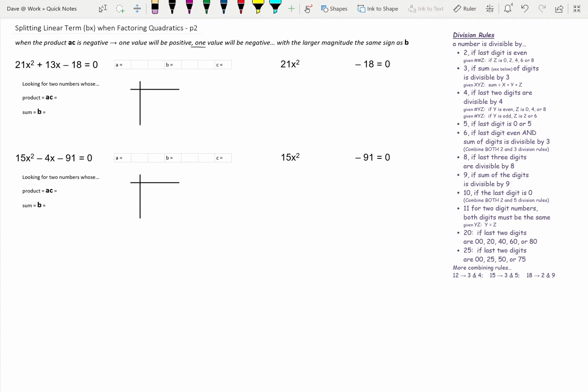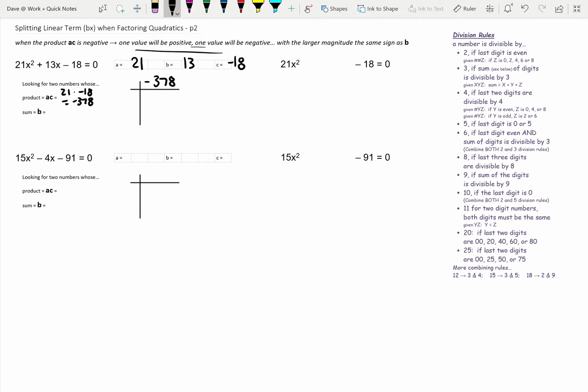As I go about splitting up my linear term, I might come across products that happen to be a negative value. So after determining my A, B, and C, I'll take my A, I'll take my C, multiply them together, and come up with negative 378. So the rule up here says that if I have a negative value for my product, I expect one to be positive, one to be negative.